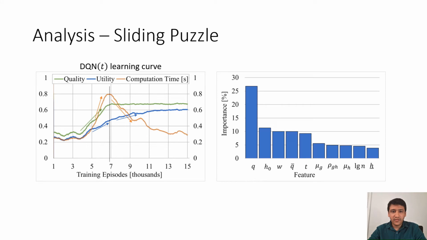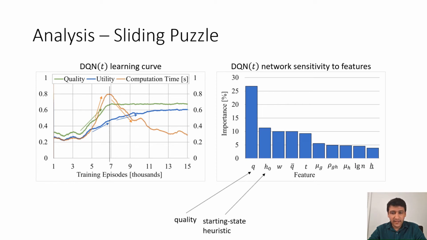This figure shows which features the trained DQN network is most sensitive to in decreasing order. It shows that the DQN agent pays most attention to the quality of the latest solution, the estimated difficulty of the problem instance, the current weight, the upper bound on the optimal quality, and the time consumed so far, and some statistics of the open list.